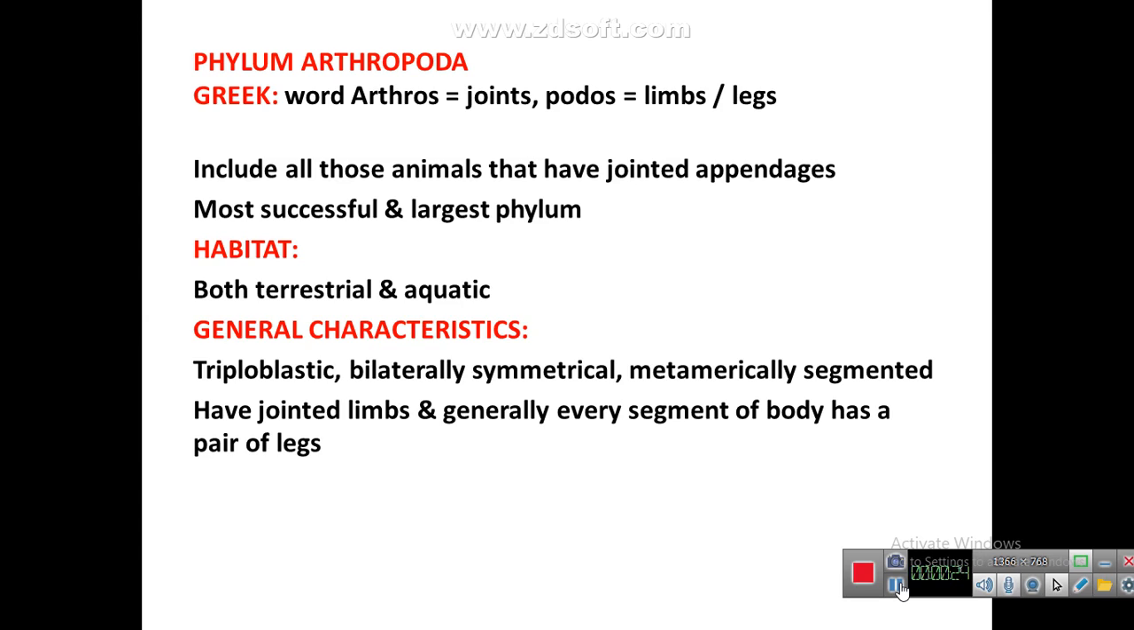Habitat: some of the members are terrestrial while some are aquatic, meaning they live in water bodies. General characteristics: triploblastic, bilaterally symmetrical, metamerically segmented. They have jointed limbs and generally every segment of the body has a pair of legs.